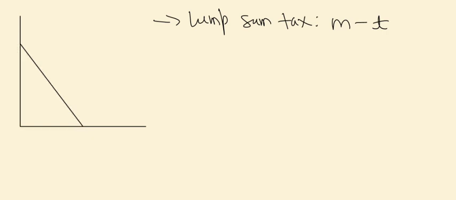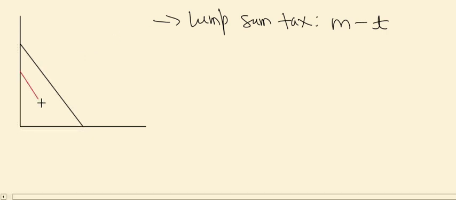So this is our original budget line before the lump sum tax. After the lump sum tax, our budget line shifts inwards, and we don't have these choices. The red choices I have marked are no longer available to the consumer.